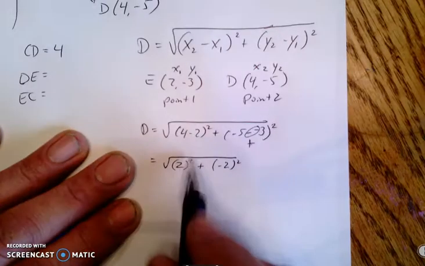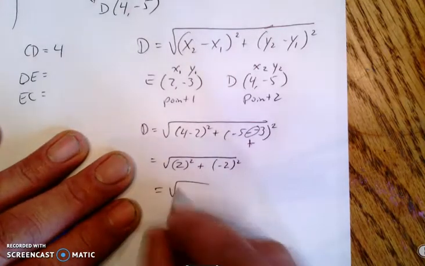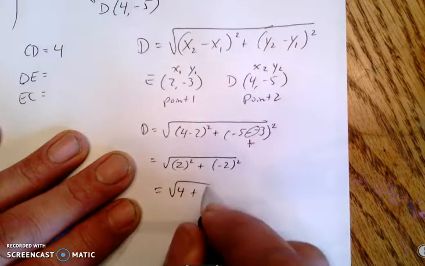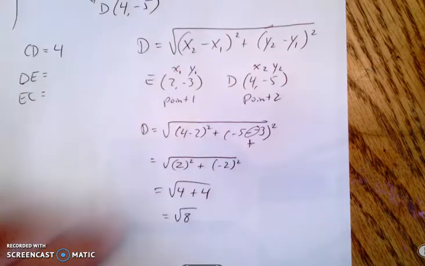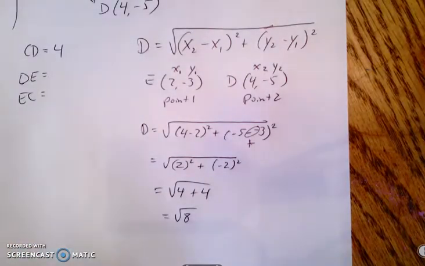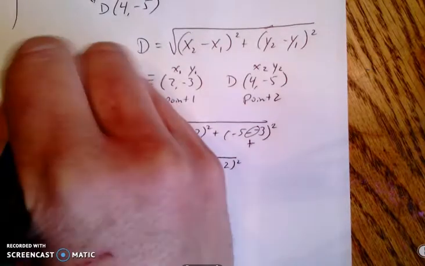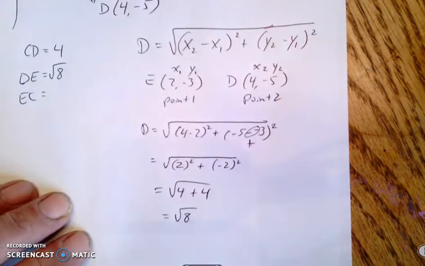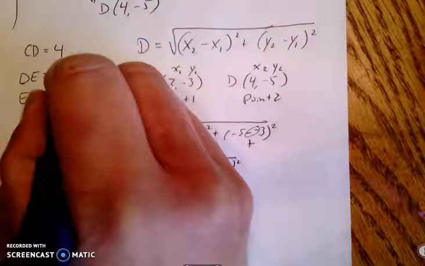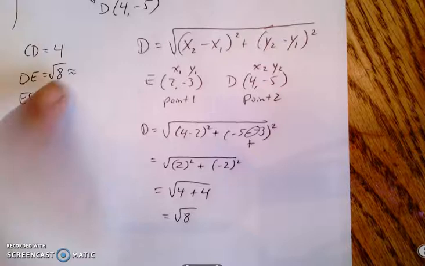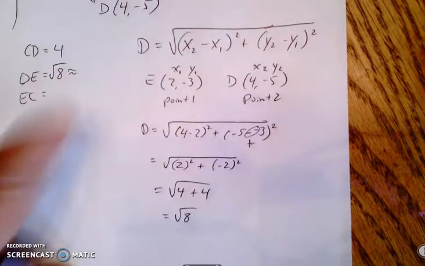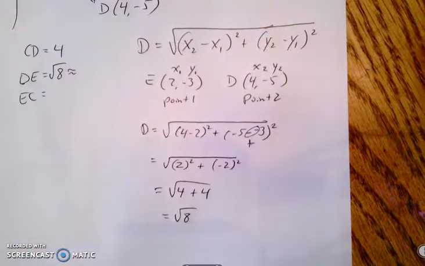Now we still need to square both of those. So that's going to be 4. Negative 2 squared will also be positive 4, and we'll get the square root of 8. All right, so that's the distance from D to E. That's the square root of 8. And if you want, you can change this to a decimal. For this problem, it doesn't really matter. On the final exam, if it's multiple choice and the answers are in decimal, use your calculator. If it's like that, leave it like that.